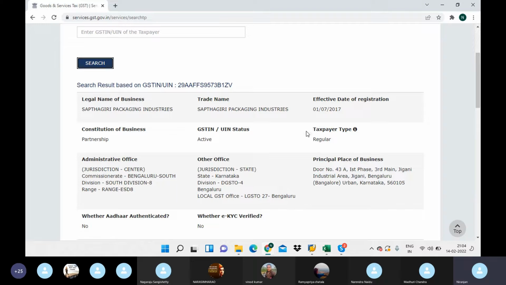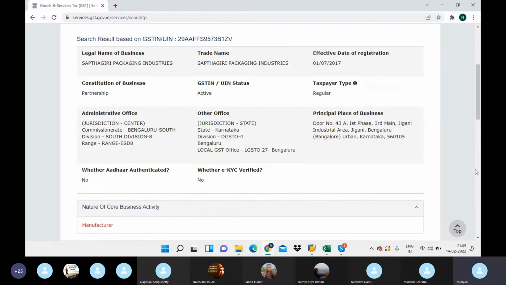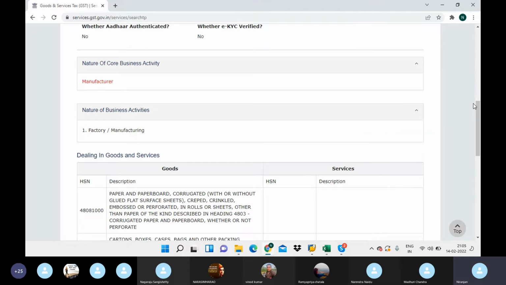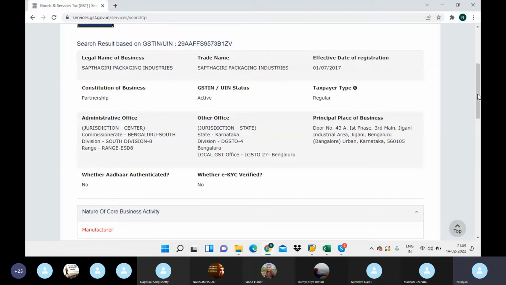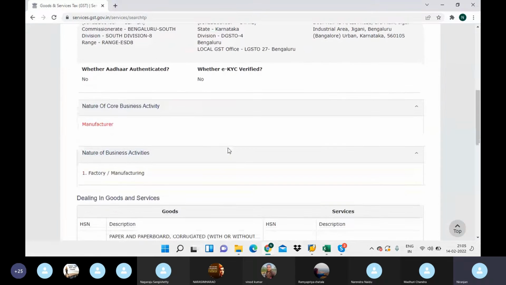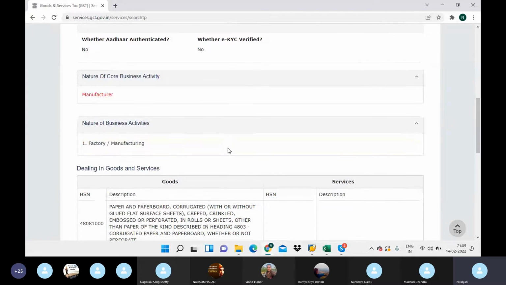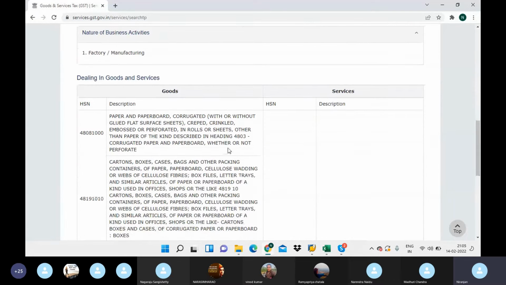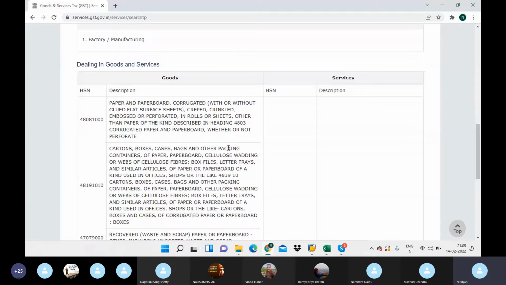So regular tax paying, regular, and the name and address. You can see all the KYC details here also, and the nature of business is a manufacturing business. Here we can mention their goods, what type of business they do, and all the details. So this is just an overview of the GST portal.